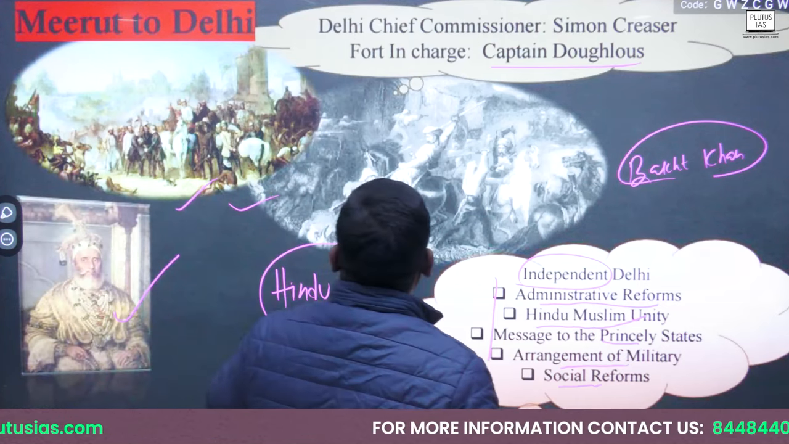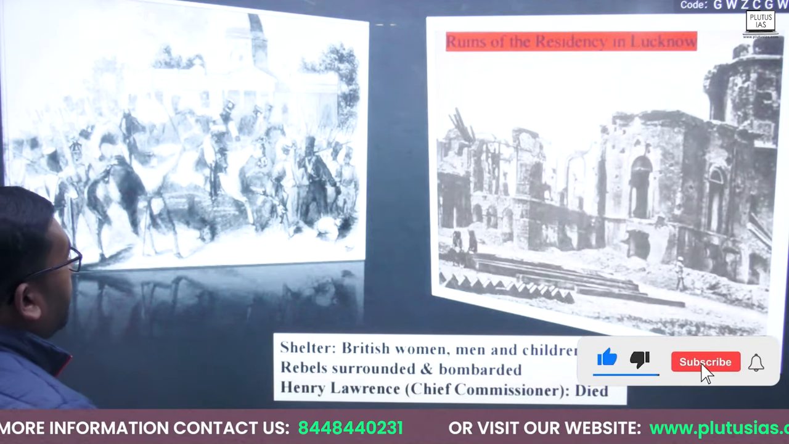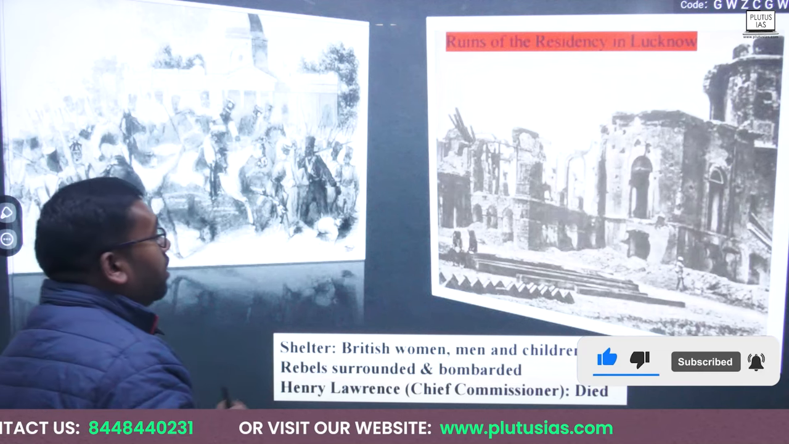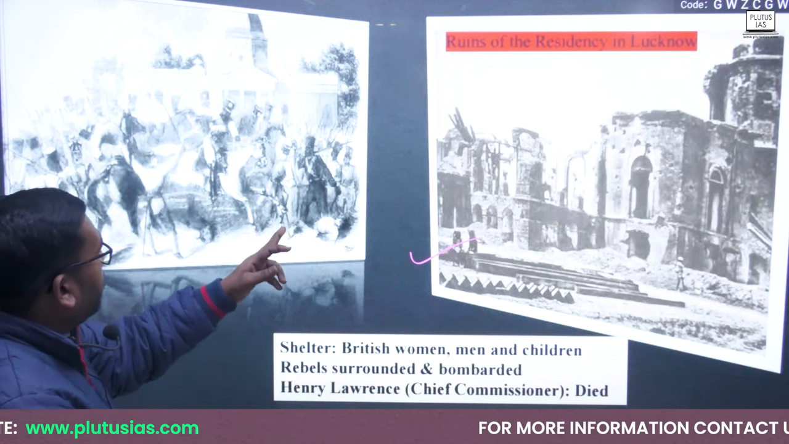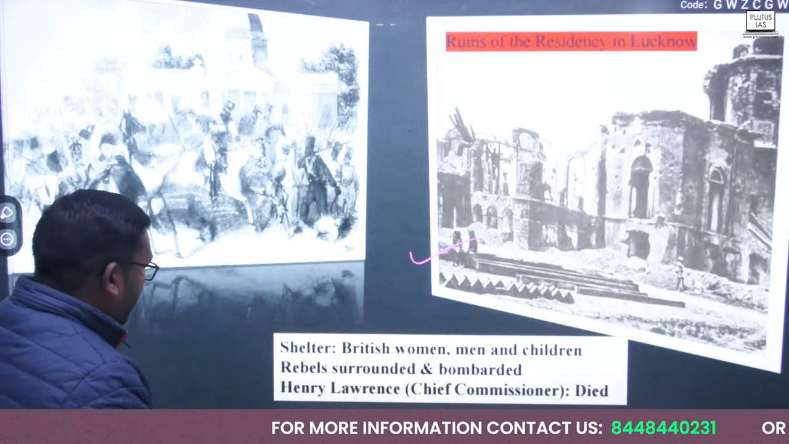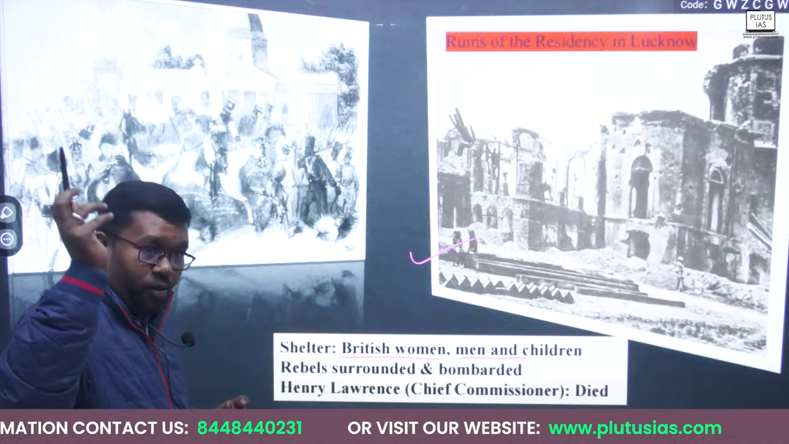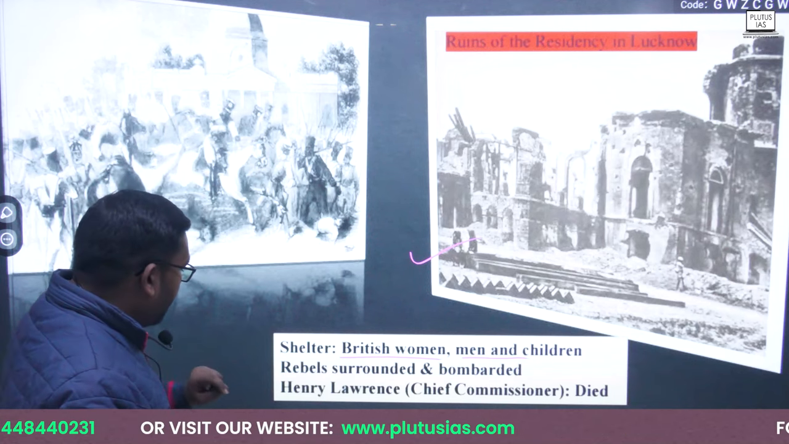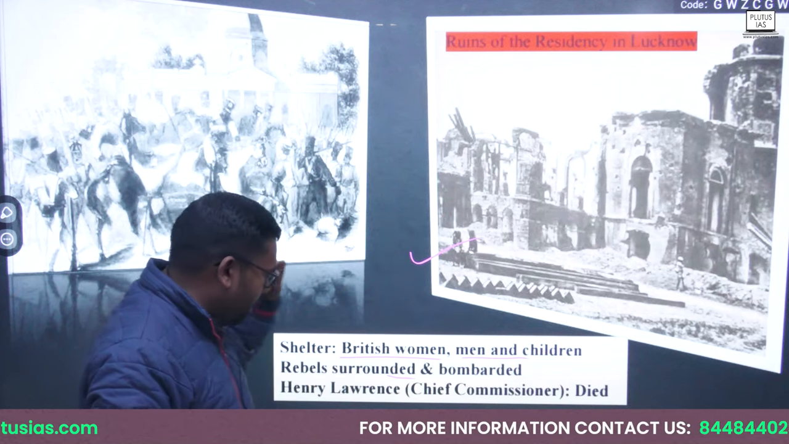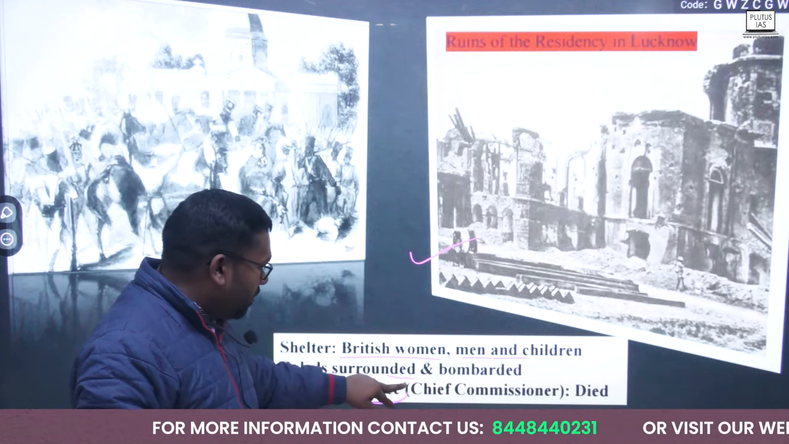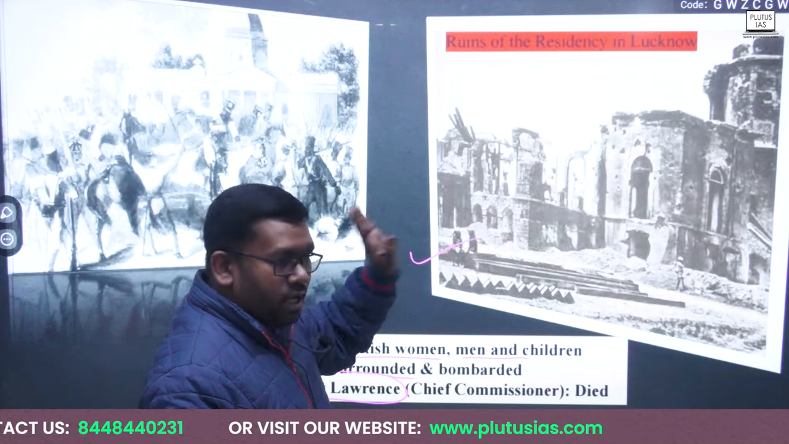Some pictures are there. Now we can see how it had been done. These are the things that were done at that time. The Lucknow Residency had been captured. There is a very important thing that happened in this event. It was a shelter house where the British women, men and children had hidden. It seemed like the Black Hole, but not like that one. In this, the rebels had surrounded this house and bombarded it. This is what Hazrat Mahal was doing in Lucknow. In this, Henry Lawrence, the chief commissioner, died. So another powerful official, Henry Lawrence, had died in the house in Lucknow.